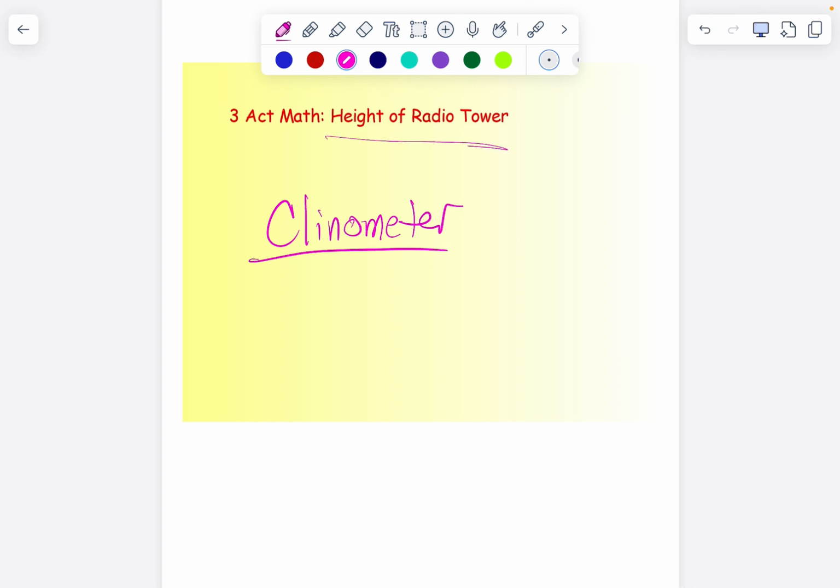Here's one. It's the height of a radio tower. This is in the area that I live. One day I noticed this guy has this enormous radio tower in his backyard. I mean, I assume it's a guy. And I was like, good grief, I wonder how tall it is, okay?